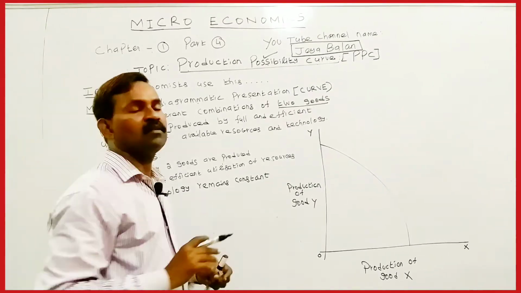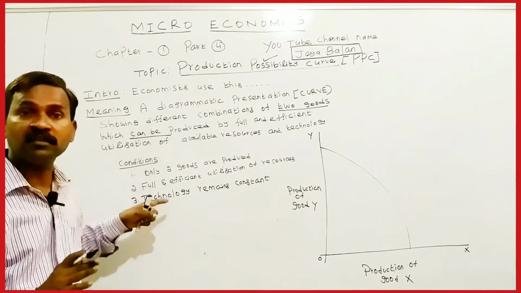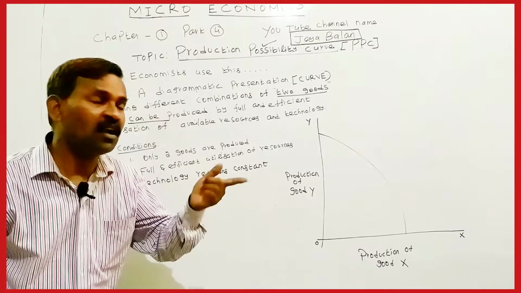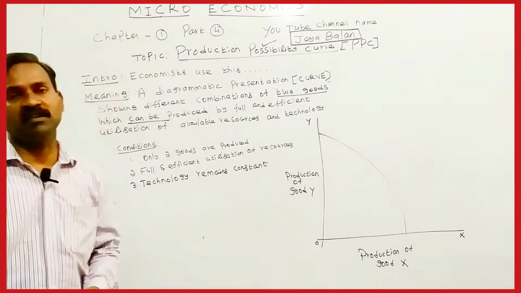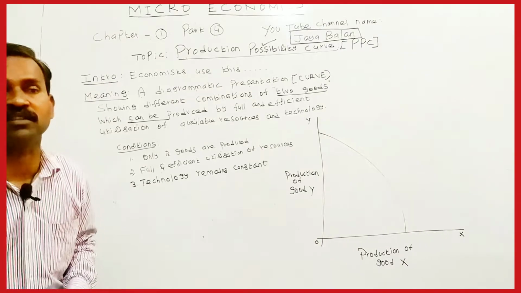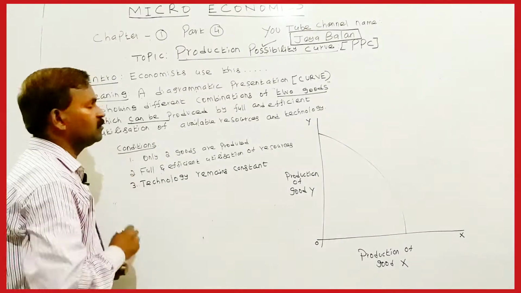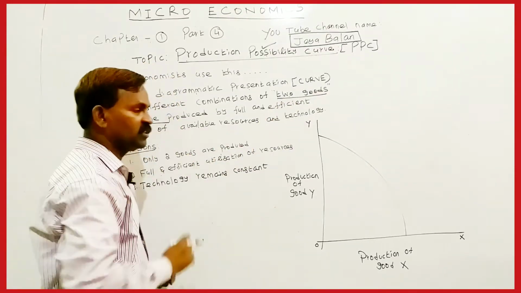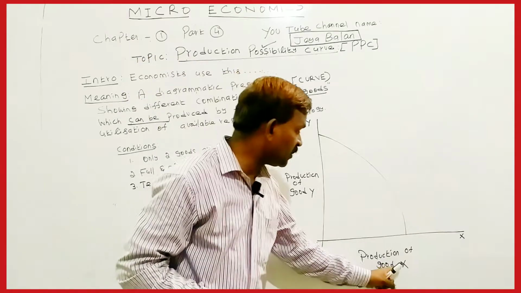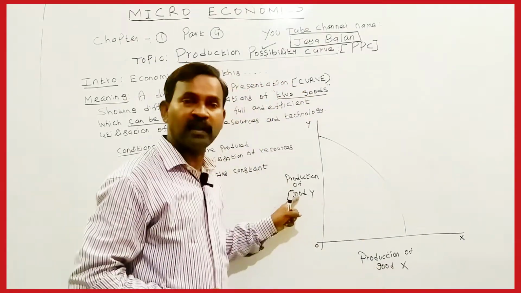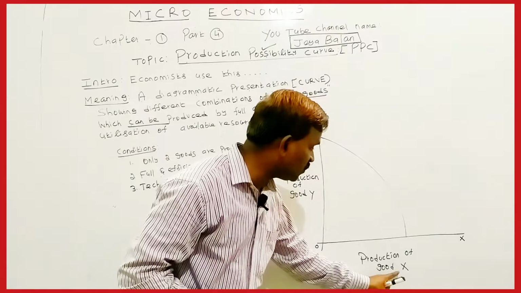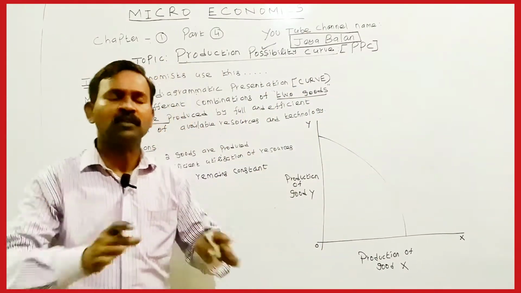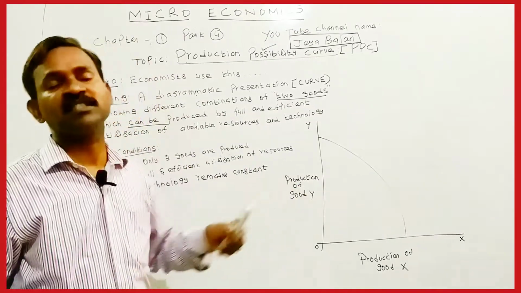Condition number 1, we assume. Conditions means these are called assumptions. We assume that there are certain conditions under which the concept can be learned. What are those assumptions or conditions? Assumption number 1, that we assume that the economy produces only 2 goods. What are those 2 goods? It can be assumed as good X and good Y, or it can be assumed as wheat and apple. The assumption is that the economy produces only 2 goods for learning this concept.